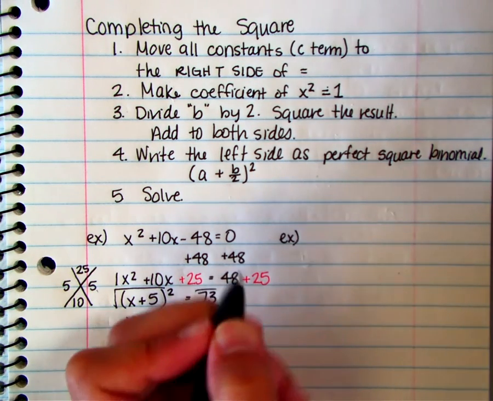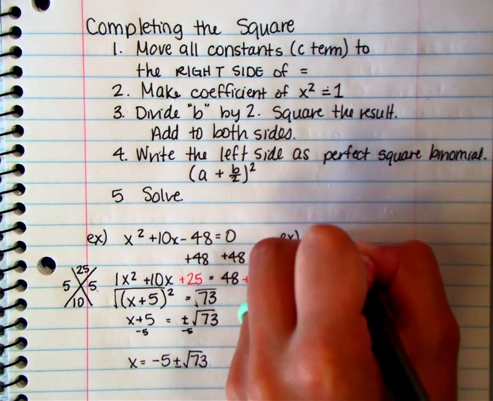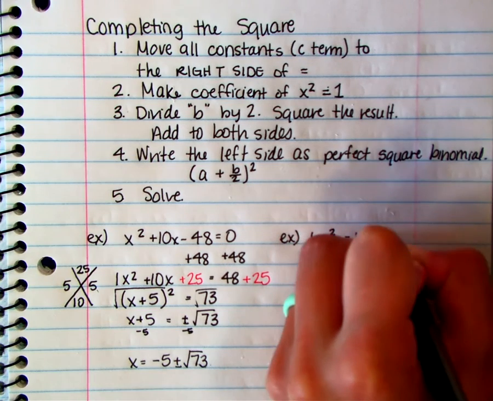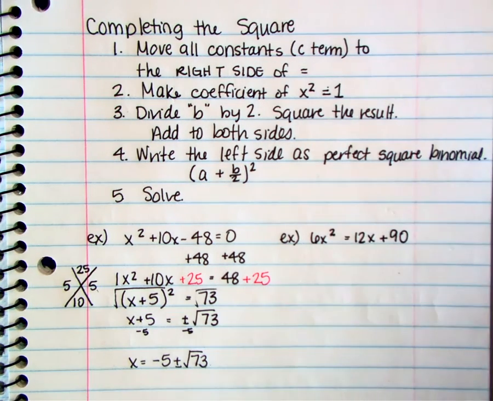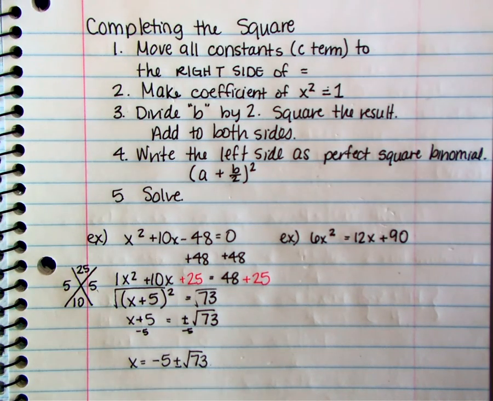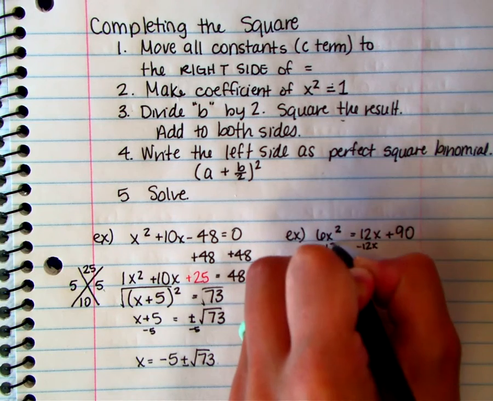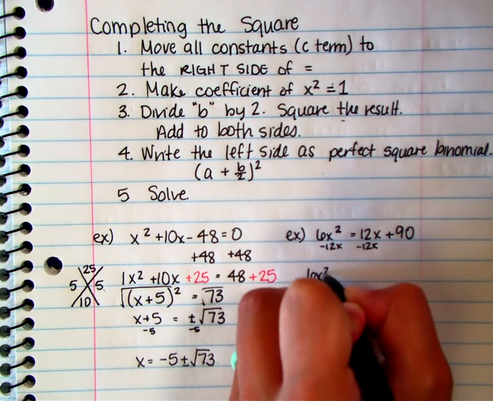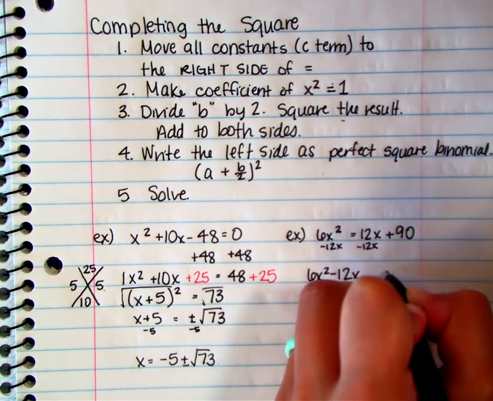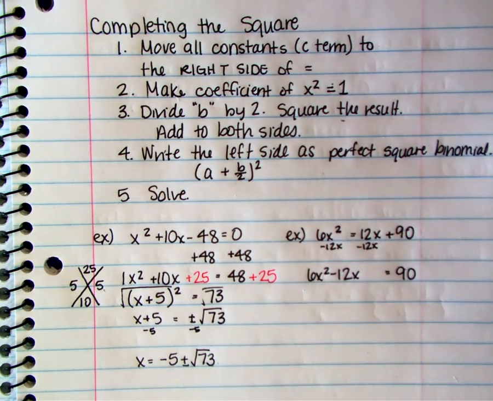We'll look at another example. It is 6x squared equals 12x plus 90. Step 1 tells me that I need to move the constant to the right side of the equals, and that constant needs to be by itself. So in this case, what we actually need to do is move this 12x over to the other side. So we'll have 6x squared minus 12x equals 90.